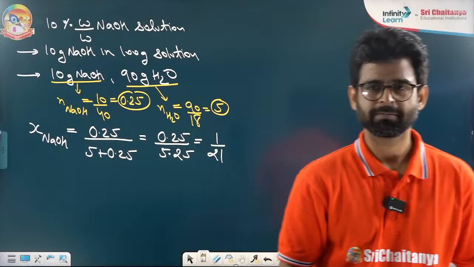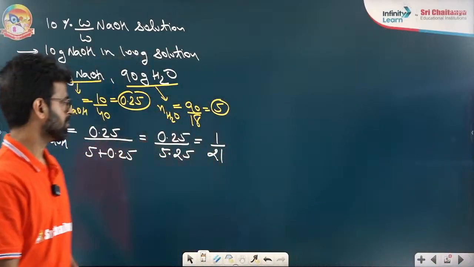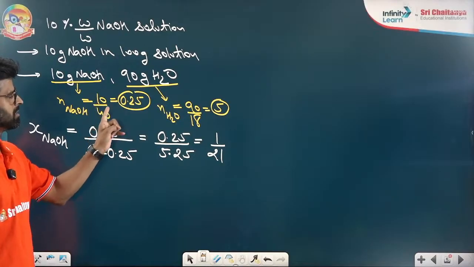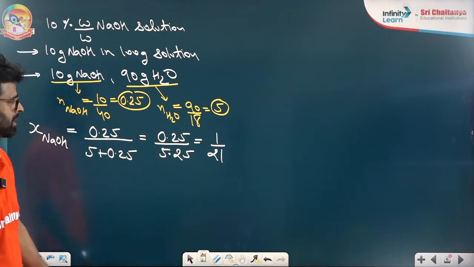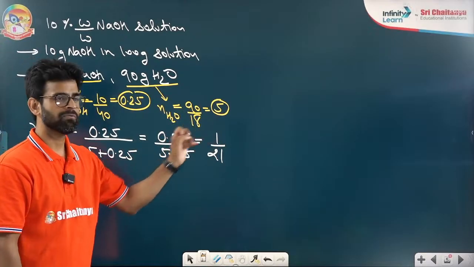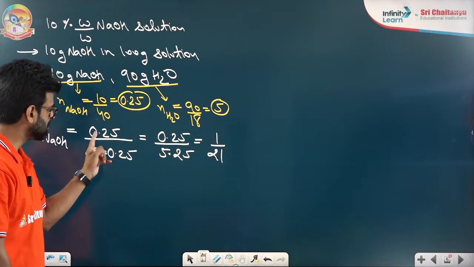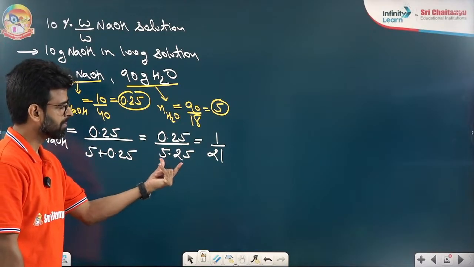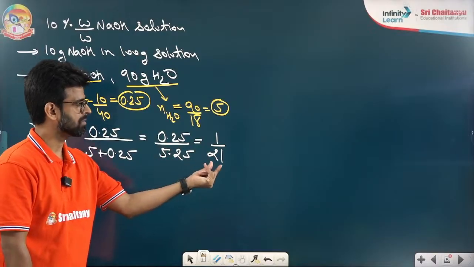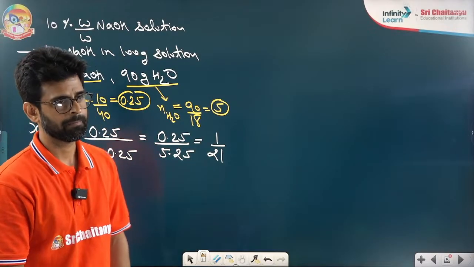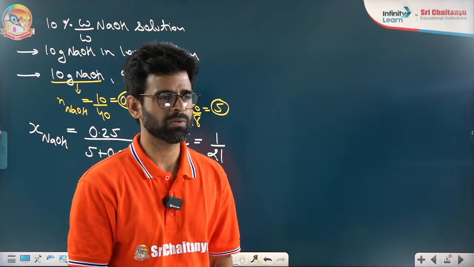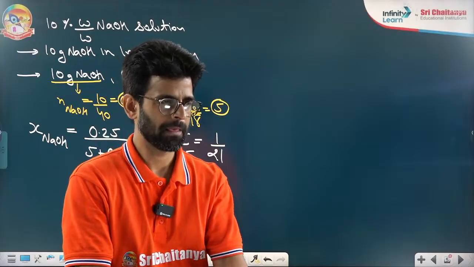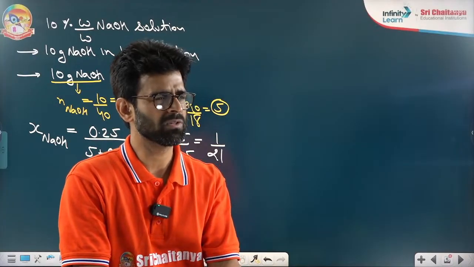Check everyone. From here, 10 gram was there, so 10 by 40. So 1 by 4, how much? 0.25 is coming. 90 by 18, how much coming? 5. Mole of NaOH, how much? 0.25. Total moles, how much? 5 plus 0.25 means 5.25. If you cut down this thing, 21 is coming. So 1 by 21. In terms of point also, you can say, no issue. If you find in points, 0.04 something will come.